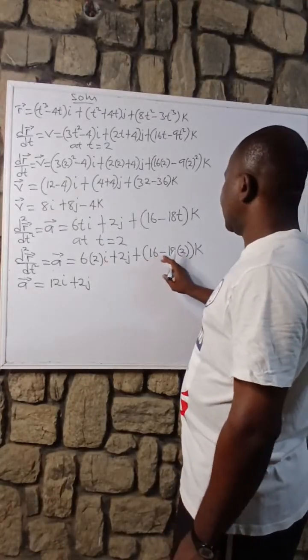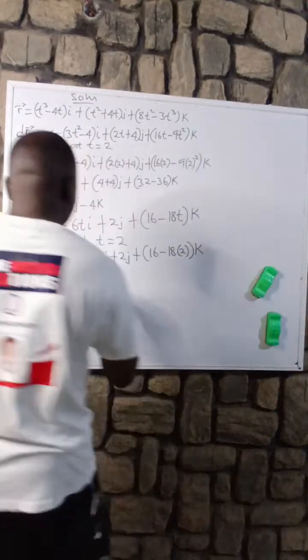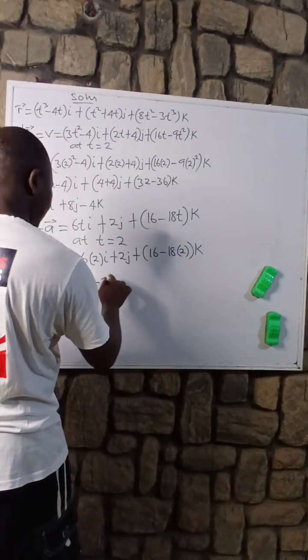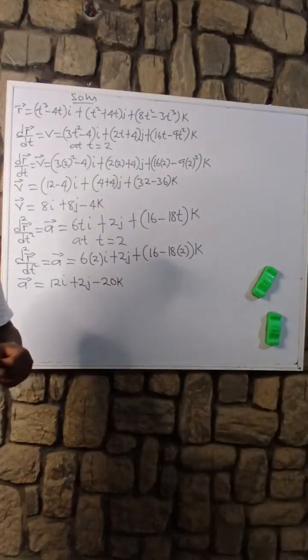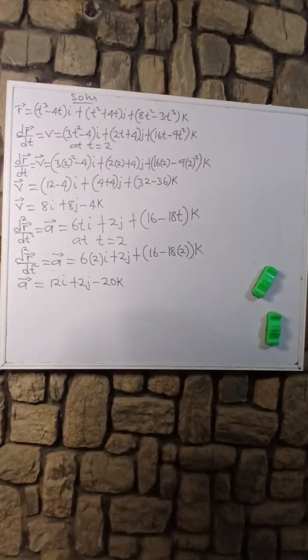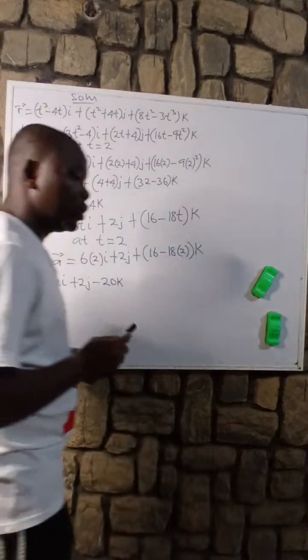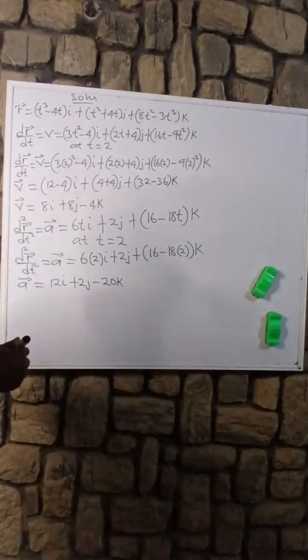36, so 16 minus 36, what are you supposed to have? Minus 20k, right? Minus 20k. Am I right? So this is your acceleration. Is that clear? This is the acceleration. Then it said we should consider unit vector, tangent vector.